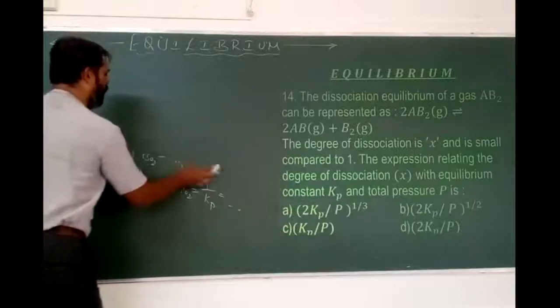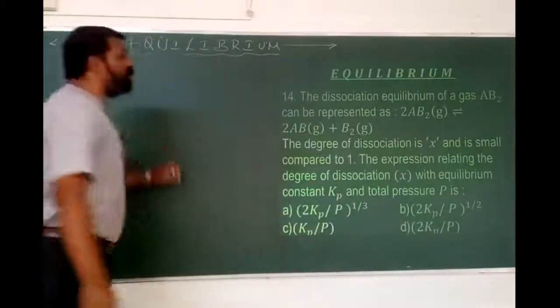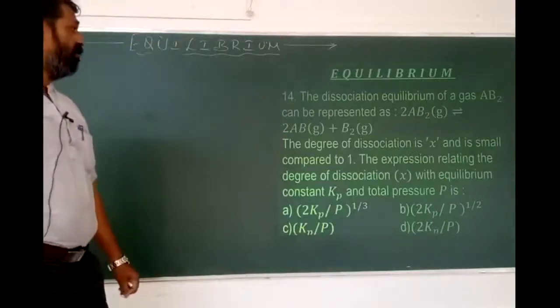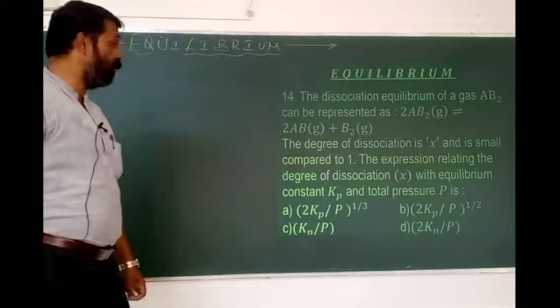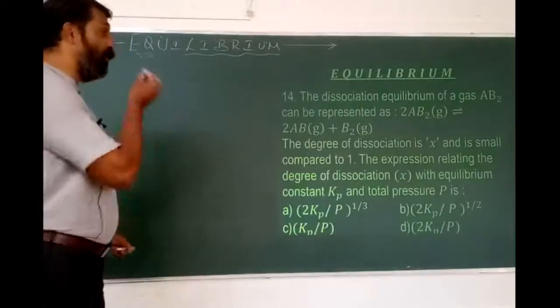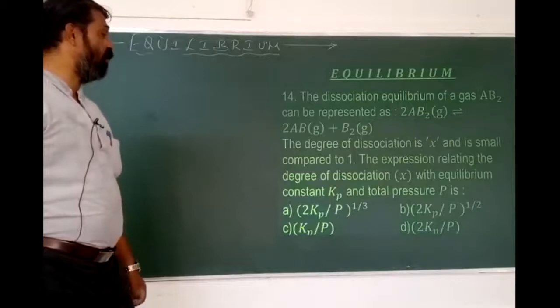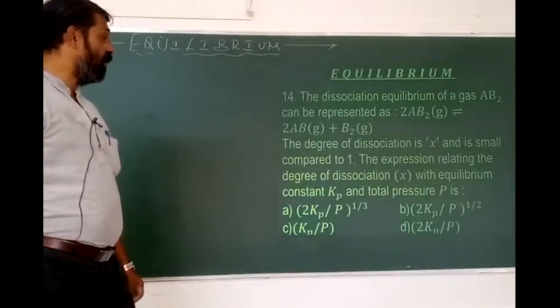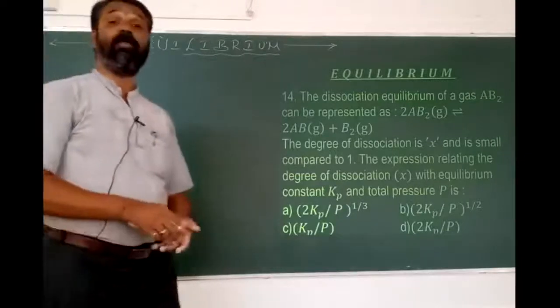Next we will move on to the 14th question. The dissociation equilibrium for the gas AB2 can be represented as 2AB2 gives rise to 2AB plus B2. The degree of dissociation is found to be X and is small as compared to 1. The expression relating the degree of dissociation X with the equilibrium constant Kp and the total pressure is how much?